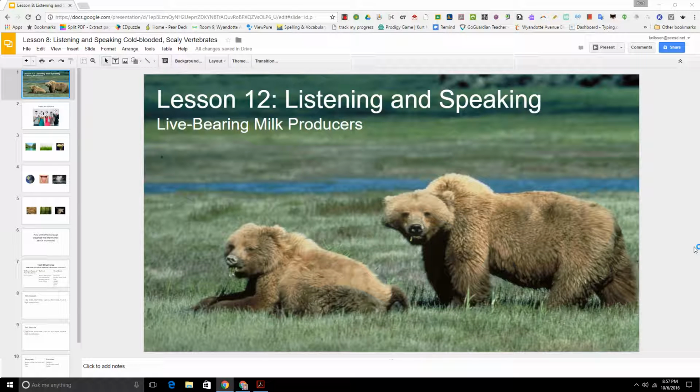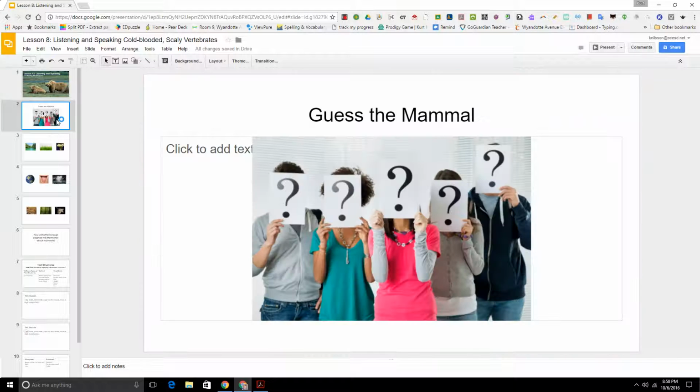Hi. You're going to be reading or listening to a read aloud and reading today, and both of the selections are going to be about mammals. So, to start the lesson, I thought it would be fun to see how much you know about mammals. We're going to play a game called Guess the Mammal.